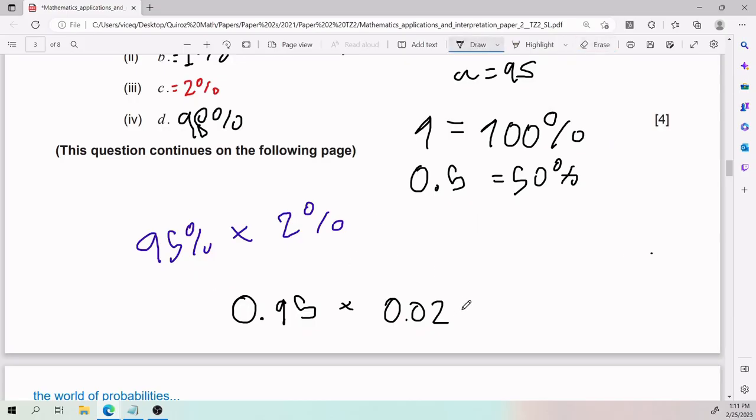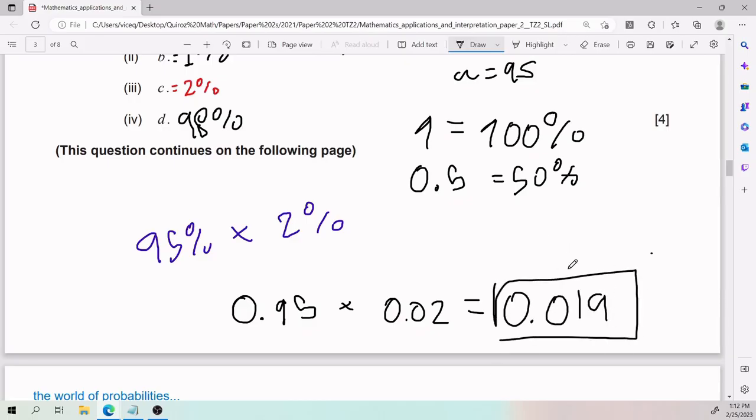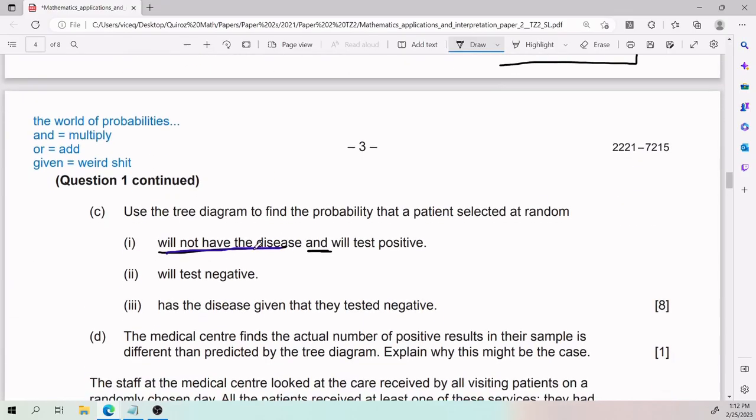You could even turn it into fractions. Anyways, you go here, you multiply these two, and you end up with 0.019. If you don't like how this looks, you can change it to percent by multiplying it by 100. You end up with 1.9%. Okay, so that is the probability that you will not have the disease and you tested positive.